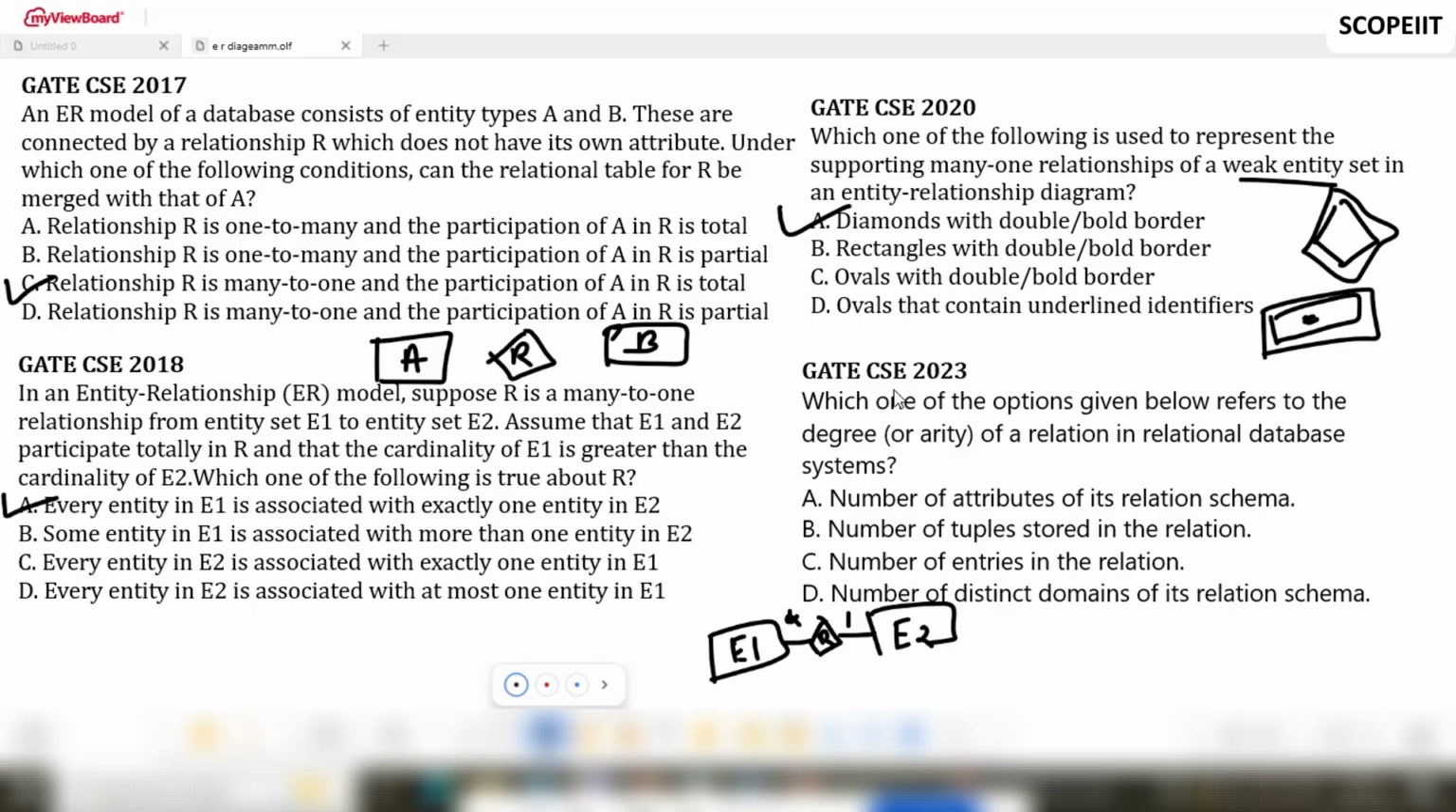Next. See, this is recent only. GATE CSE 2023: which one of the following options given below refers to the degree of a relation in a relational database system? Here they said it refers to the degree of a relation in a relational database. That means the number of attributes of its relational schema. This is already written in my point. So who will represent the degree? That is nothing but the attribute. Attribute means number of columns. I hope it's clear. Next.